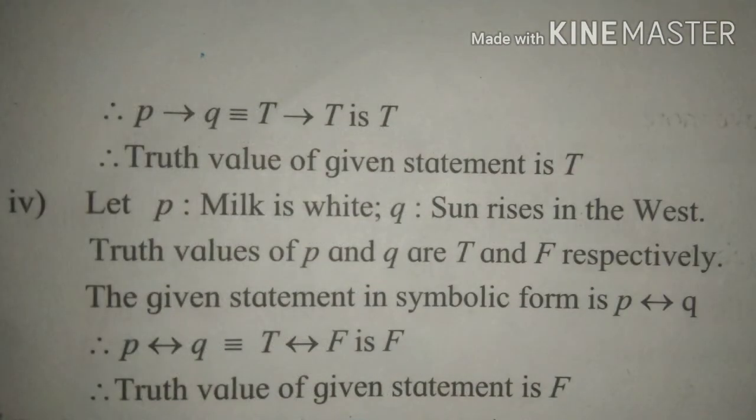Now write the truth values of both the statements as T conditional T, and its table answer is truth value true. Therefore, the truth value of given statement is true. In all these examples, you have to remember the truth values of all connectives.